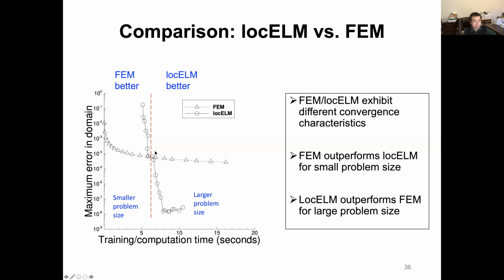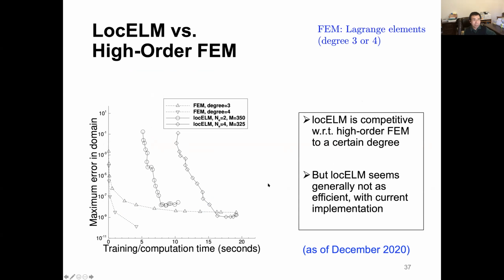Here we see that on the left-hand side of the crossover, the FEM is better, which means that with the same computation cost, the FEM can achieve a smaller error, or to achieve the same error, the time with the FEM is smaller. With a larger problem size, the local ELM is better. So basically, with the larger problem size, the local ELM can outperform the classical FEM. Now, this is a comparison of the local ELM with the high order FEM.